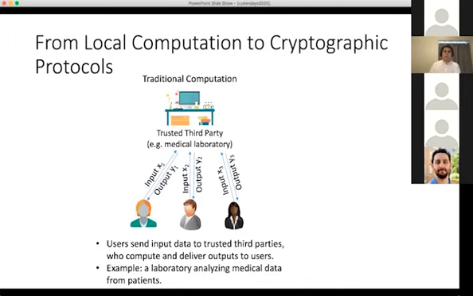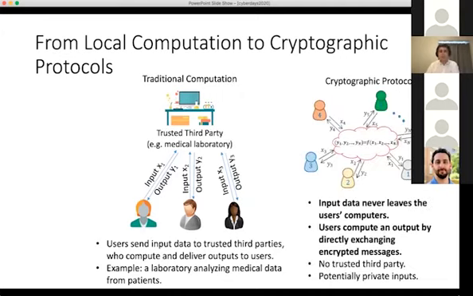In the setting of cryptographic protocols, we are interested in removing this trusted third party and allowing the users themselves to perform computation on their private inputs without revealing these inputs to anyone, not to each other, not to a third party, not to any other person but themselves. The whole idea is that the input data never leaves the users' computers, and they actually exchange a number of encrypted messages in order to compute on this private data.